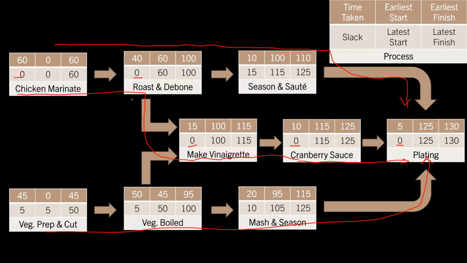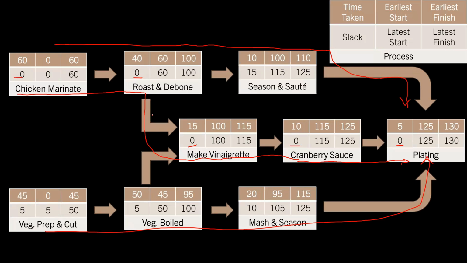So the path which will take the longest time is called the critical path. Okay. There is a critical path here, Sylvie. The critical path consists of turkey marinate, roasting and deboning, making vinaigrette, cranberry sauce, plating. That is the critical path: the path from the start to the finish, which connects all of the critical processes, which have zero slack.